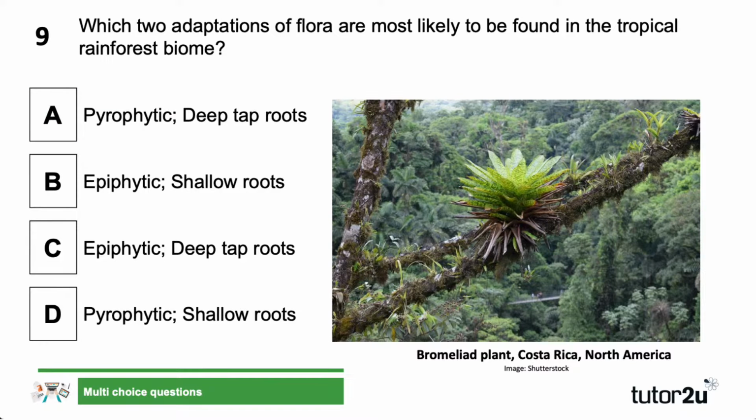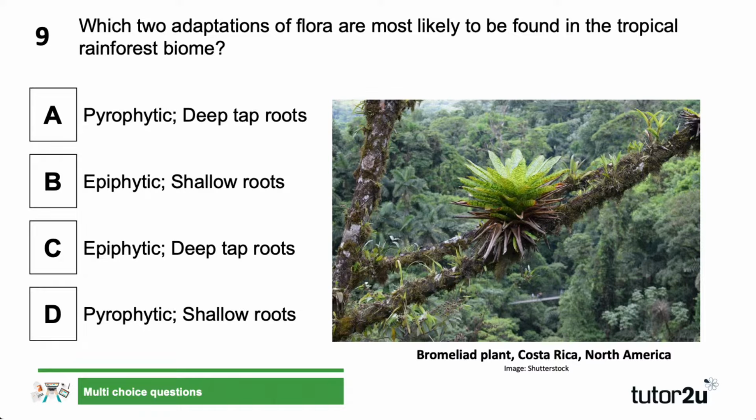Okay, number 9, an image for you. Which 2 adaptations of flora are most likely to be found in the tropical rainforest biome? Would it be A, pyrophytic with deep taproots, B, epiphytic, shallow roots, C, epiphytic, deep taproots, or D, pyrophytic and shallow roots? Some key terms for you to be familiar with there. If you're not sure about those, look them up afterwards.